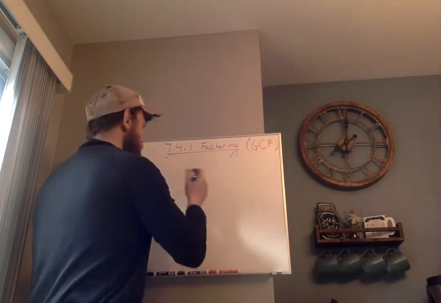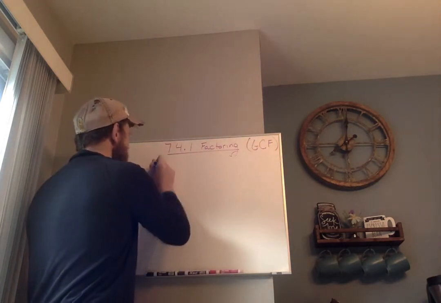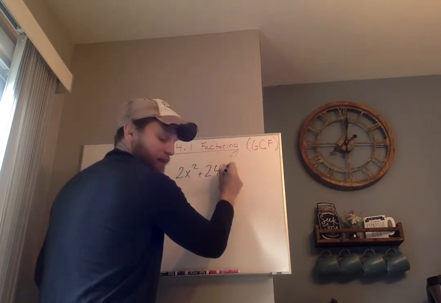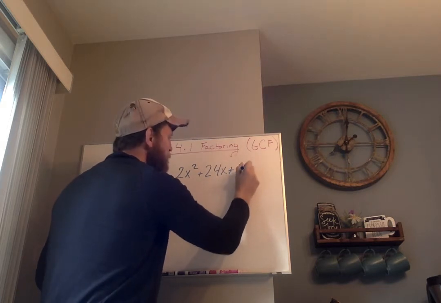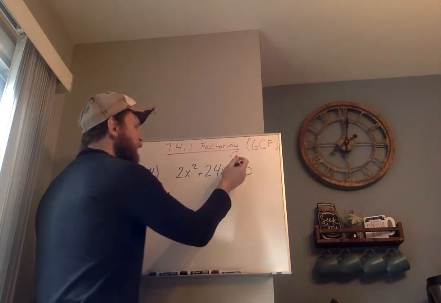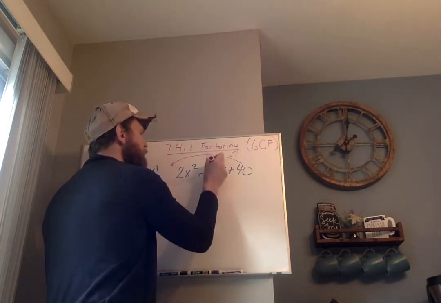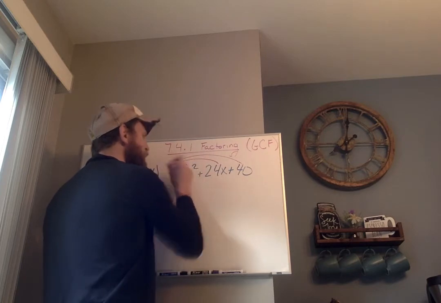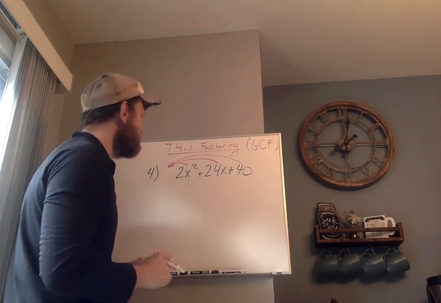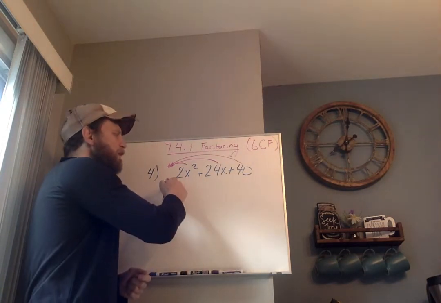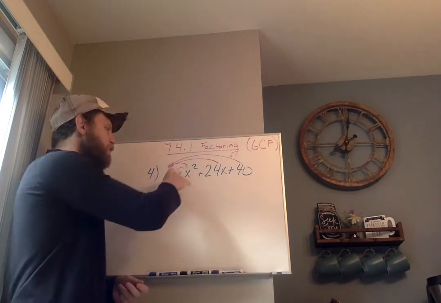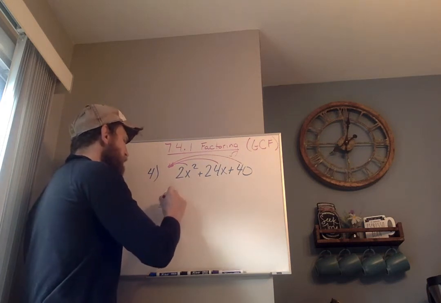Let's look at number 4. This one says 2x squared plus 24x plus 40. Now we're looking for what can go into all 3 of these. Notice I'm drawing my arrows to signify I'm pulling something out. So I reverse those arrows from earlier. So look at 2. 2 is your smallest number. So think about the numbers that go into 2. 2 goes into 2. Very good. So let's start there.